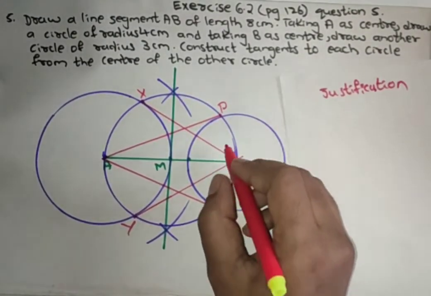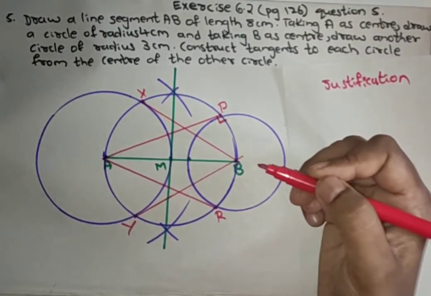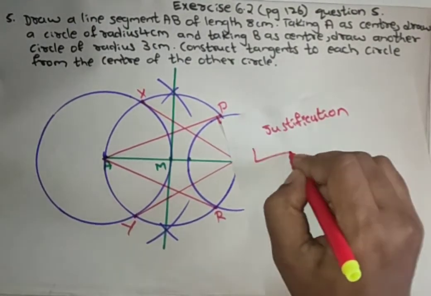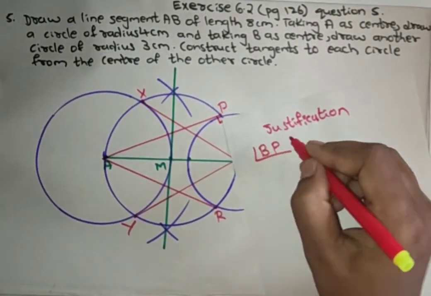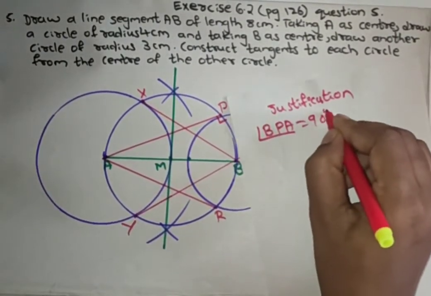See, angle BPA is 90 degrees here. From Theorem 4.1 you have learnt that. I will write this: angle BPA is equal to 90 degrees.